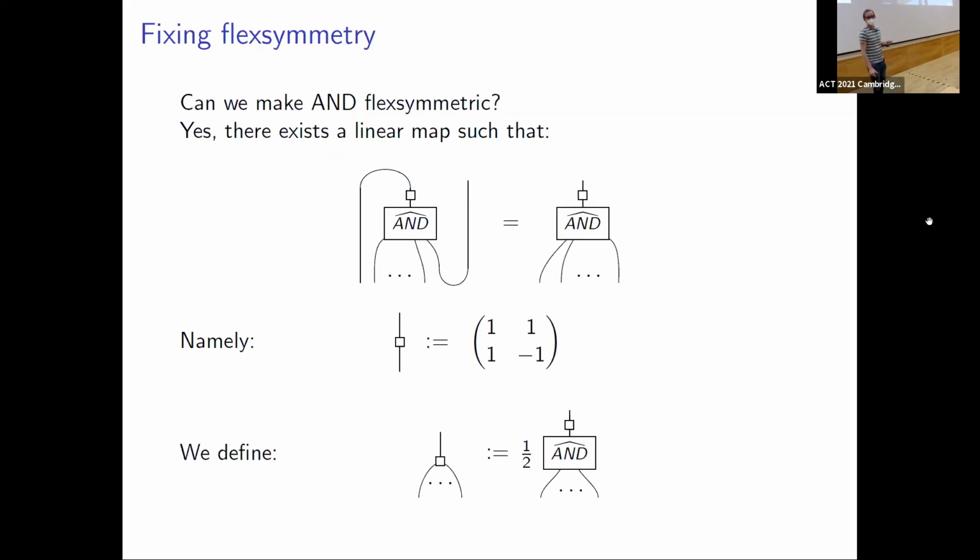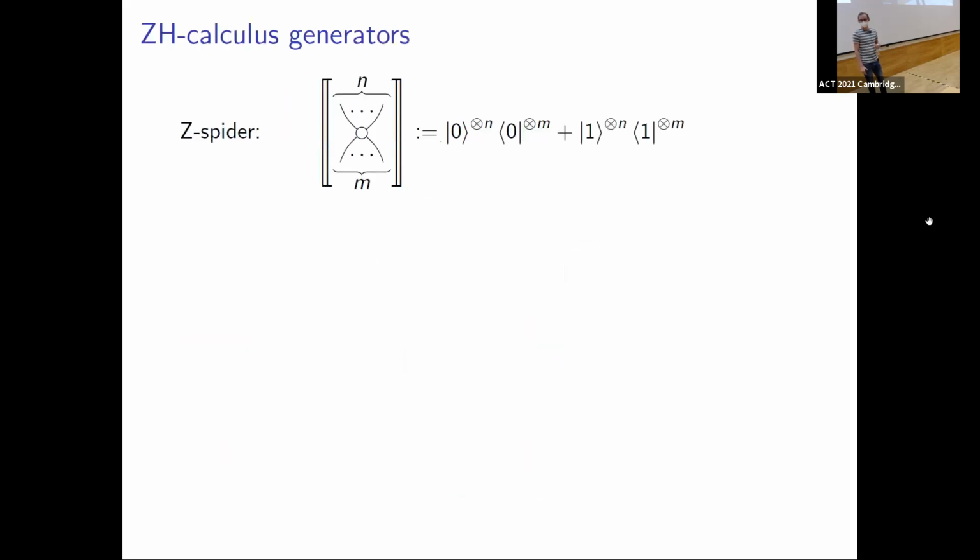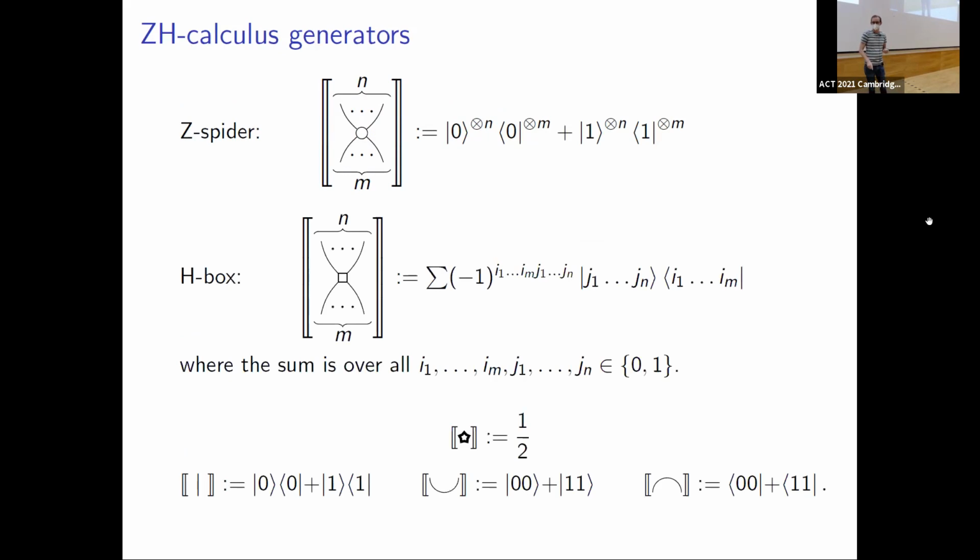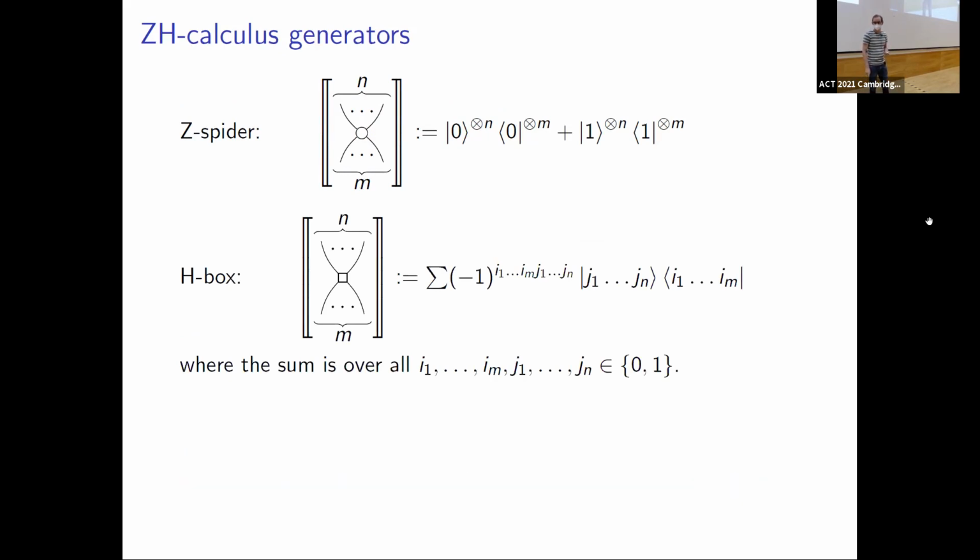And then using this, we can define this new thing, which we call an H box, named a Hadamard box, which is the flex symmetric version of the AND gate. Okay, so that's the motivation behind our generators, because we have two types of generators in ZH calculus. We have the Z spider, which, if you're familiar with ZX calculus, is just the same thing. It's a generalized Kronecker delta: it checks whether all the inputs are the same, and then it outputs the same on all the outputs. And then we have the H box, which is the thing I just described.